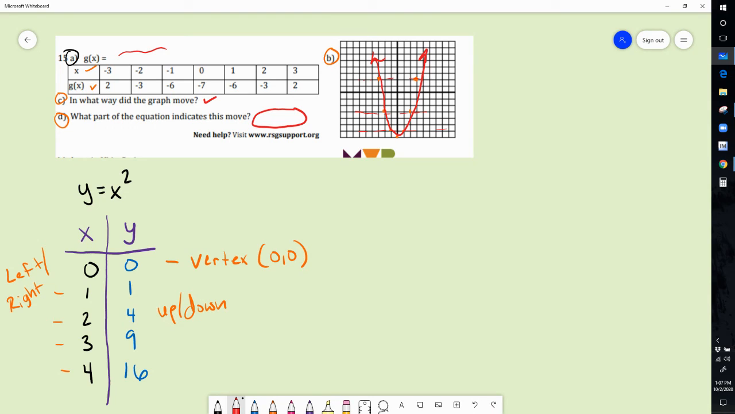Because of the way the graph moved, you should know how to change the parent function. Remember, you always start off with the parent function, which is right here. And then you say, okay, how do I change this equation to accommodate the movement that I saw from my table? Also, I would like to ask this question even better: what part of the table indicated this move? So go ahead and add an E part because you should be able to see in the table your answer.